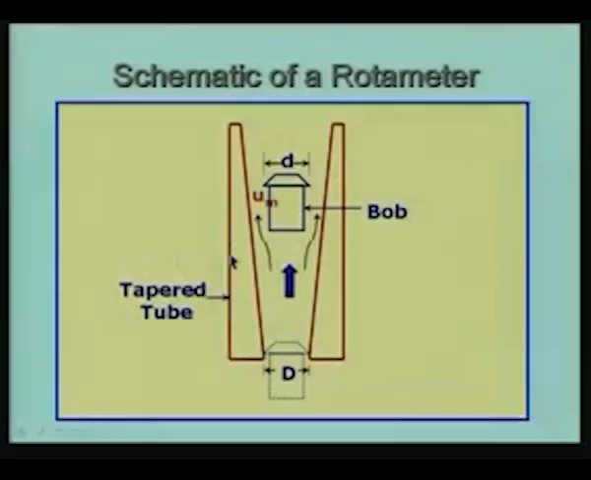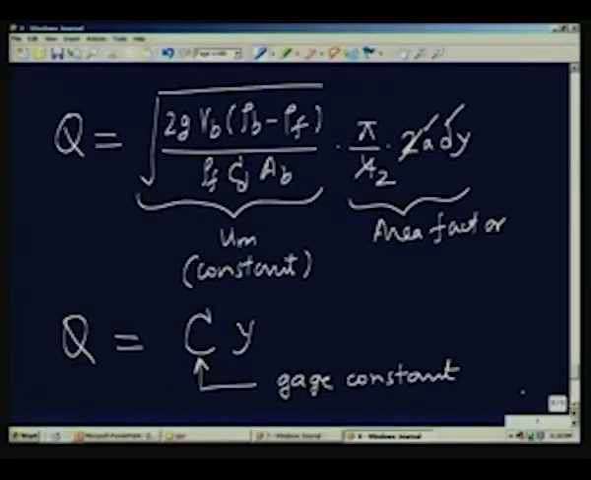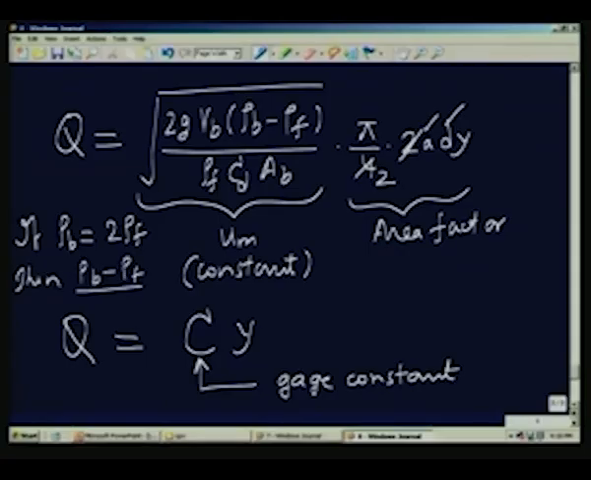And you will also see that if I go back to that equation, you have Q equal to square root of 2 g V b into rho b minus rho f divided by rho f, and imagine rho b equal to twice rho f. If rho b equal to 2 rho f, we have rho b minus rho f divided by rho f, that will become 1. Then this becomes equal to 1.